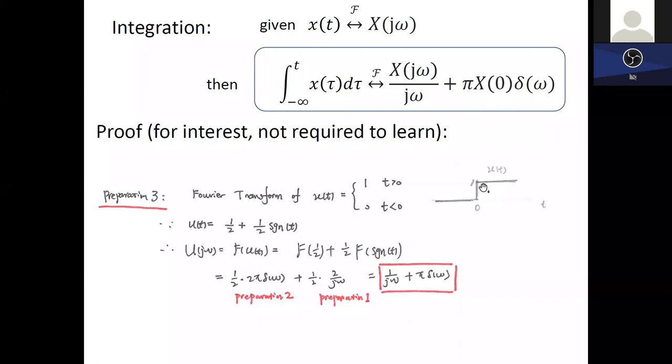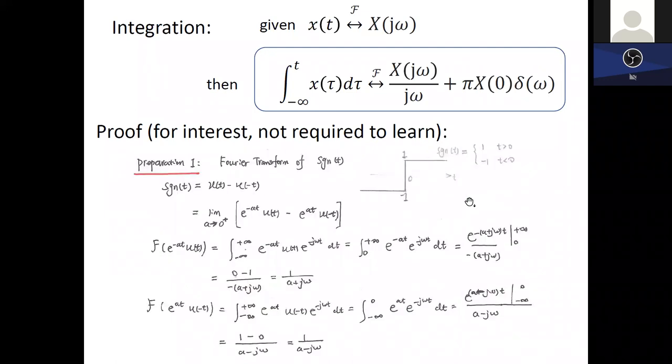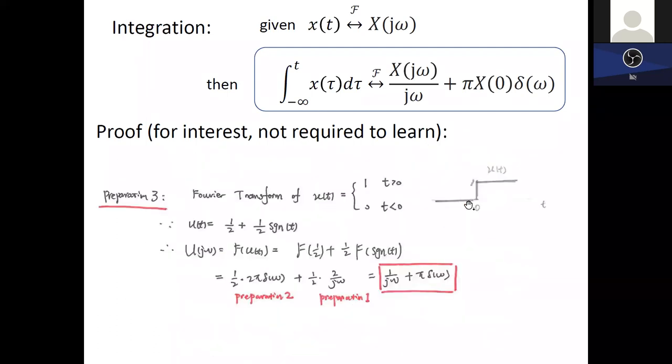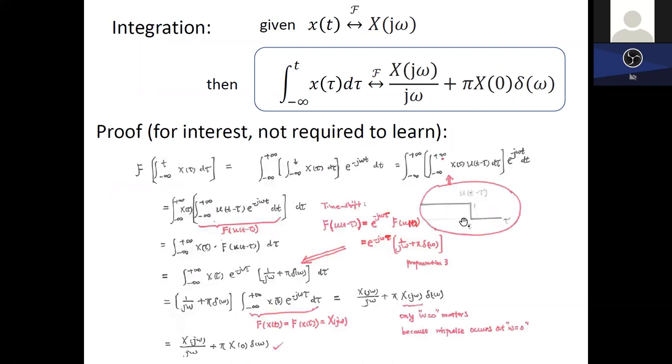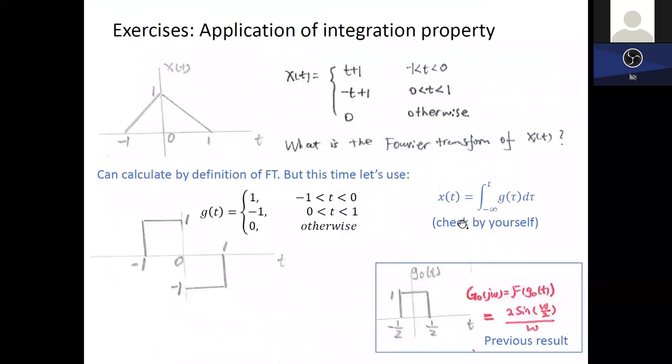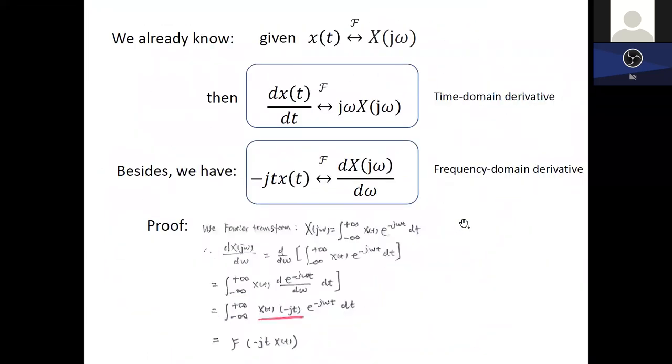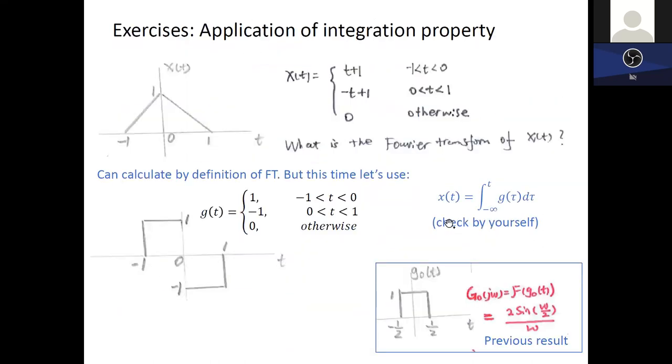But the method during the proof procedure, those several preparations involving the Fourier transform calculation methods of several special signals, are good for you to understand. Basically, it is applying the integration techniques in different contexts. Now, let's continue the study of properties of Fourier transform. Last lecture, we stopped at this example, which is another application of the integration property.